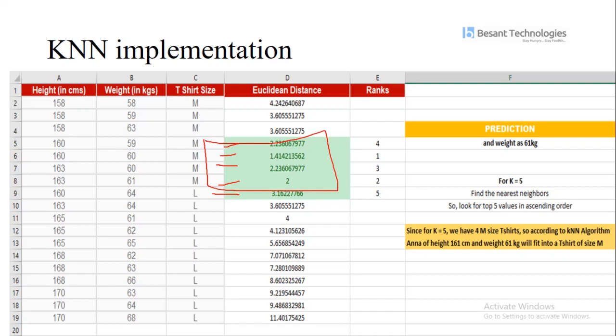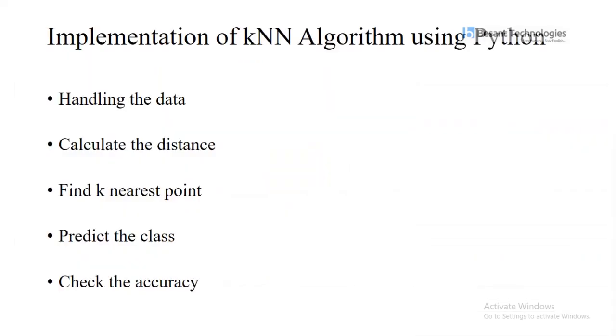So now we need to find the nearest neighbor. Looking at the top 5 values in ascending order, we just have 4 M. That's nothing but 4 M. So our t-shirt size for the height 161 centimeter and weight 61 kg fits the M data, an M size t-shirt. So this is what we analyzed now.